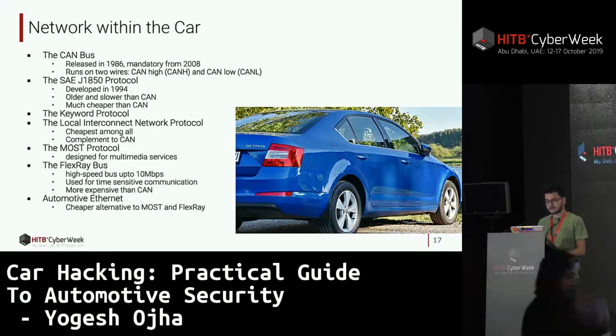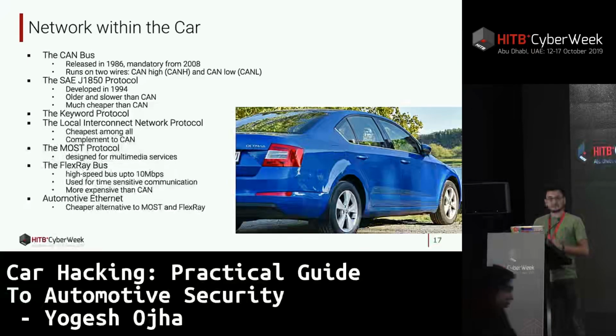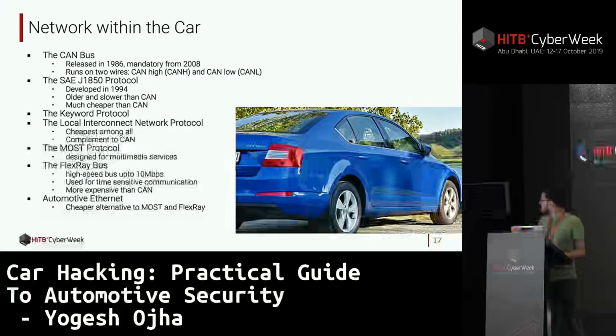CAN is actually a very simple protocol. The reason I say simple is because it just has two wires, CAN high and CAN low. Actually, CAN uses differential signaling, which means that when a signal is sent to the CAN bus, CAN raises the voltage on one of these lines, CAN high, and lowers the voltage on the other line, called CAN low. This differential signaling is very useful for fault tolerance, and this is why CAN is pretty much used in all vehicles.